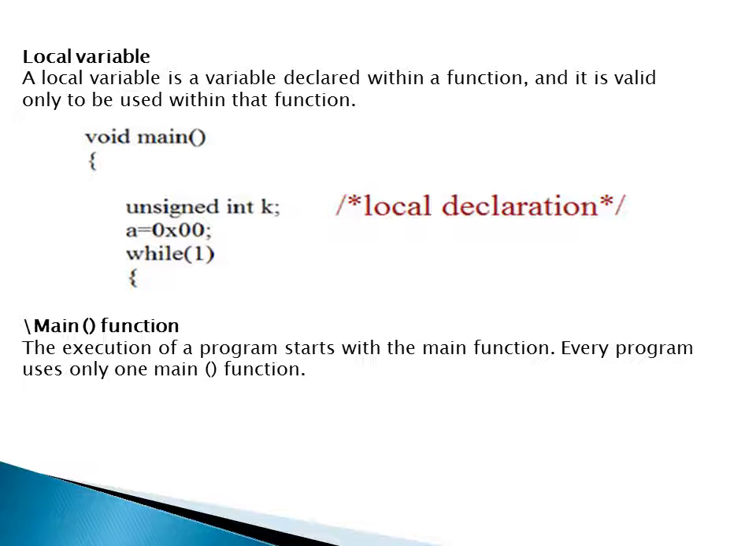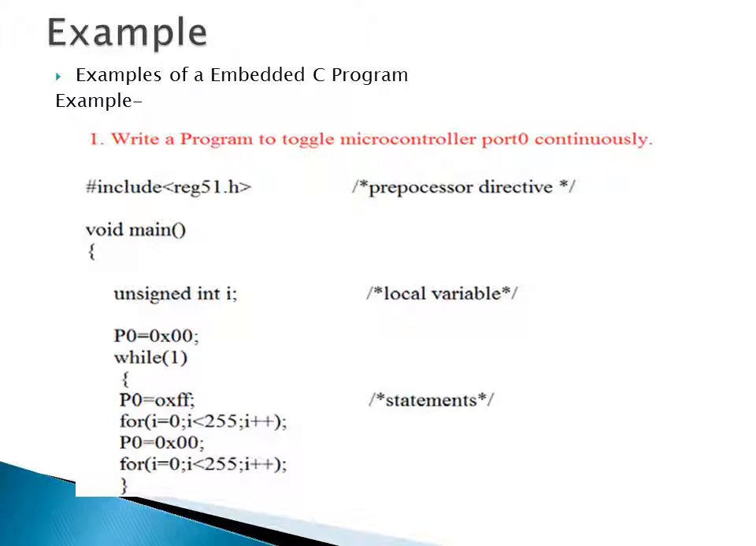Next we will see main function. What is the main function? The execution of a program starts with the main function. Every program uses only one main function. This is one of the examples of an embedded C program.